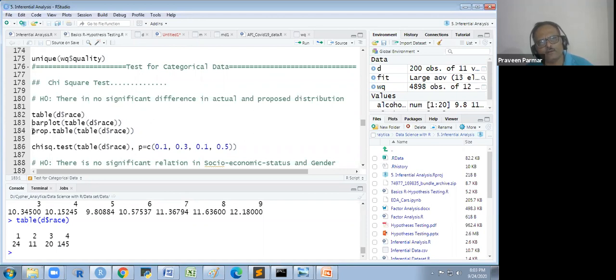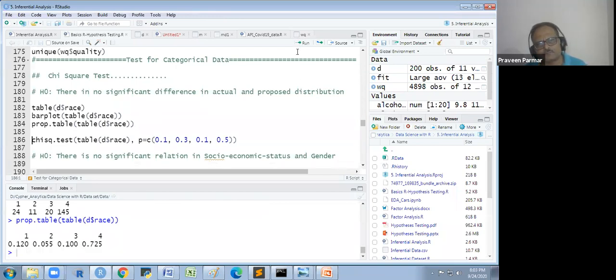And I will get the proportion table for that. So 12% is race 1, 5% about from race 2, and 10% from race 3, and 72% about from race 4.